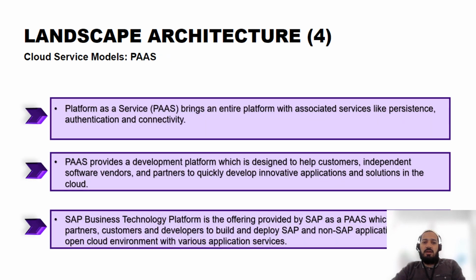And then the next part of the architecture is platform. It brings an entire platform with associated services like persistence, authentication, and connectivity with it. PaaS also provides a development platform which is designed to help customers, independent software vendors and partners to quickly develop innovative applications and solutions in the cloud. SAP BTP is an offering provided by SAP, and it's a PaaS service, right? So customers and developers can use it to build and deploy SAP and non-SAP applications in an open cloud environment with various application services.